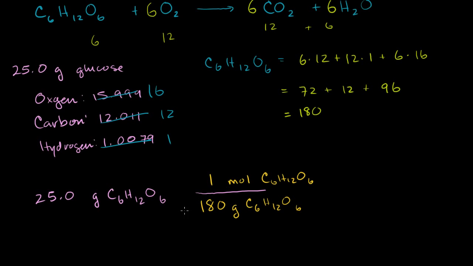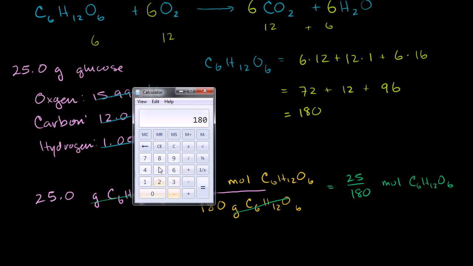So let's just perform this calculation. These units cancel out with those units. And so we just take 25 times 1 divided by 180. So this is equal to 25 over 180. And all we're left with in units is moles of C6H12O6, or glucose. And what is 25 divided by 180? I should say 25.0, just so we know that we have 3 significant digits here.